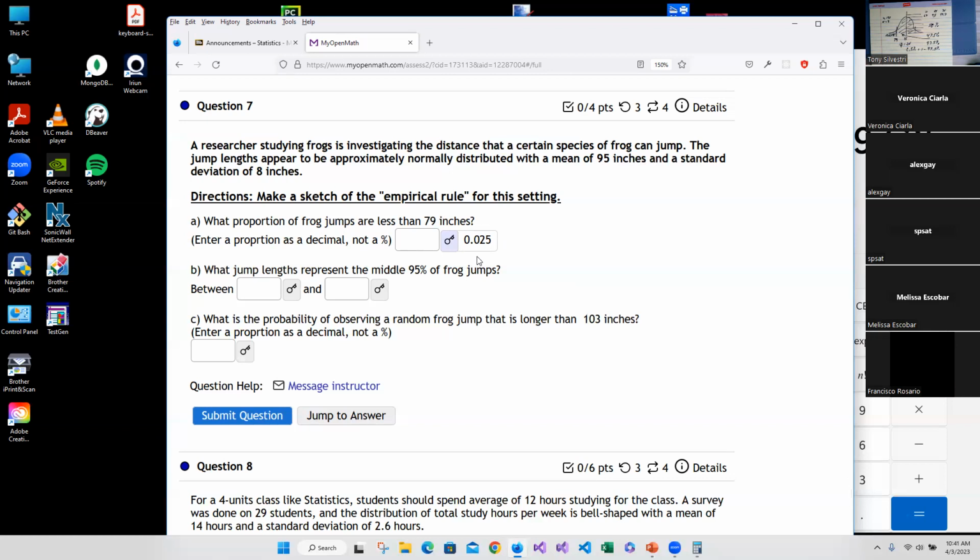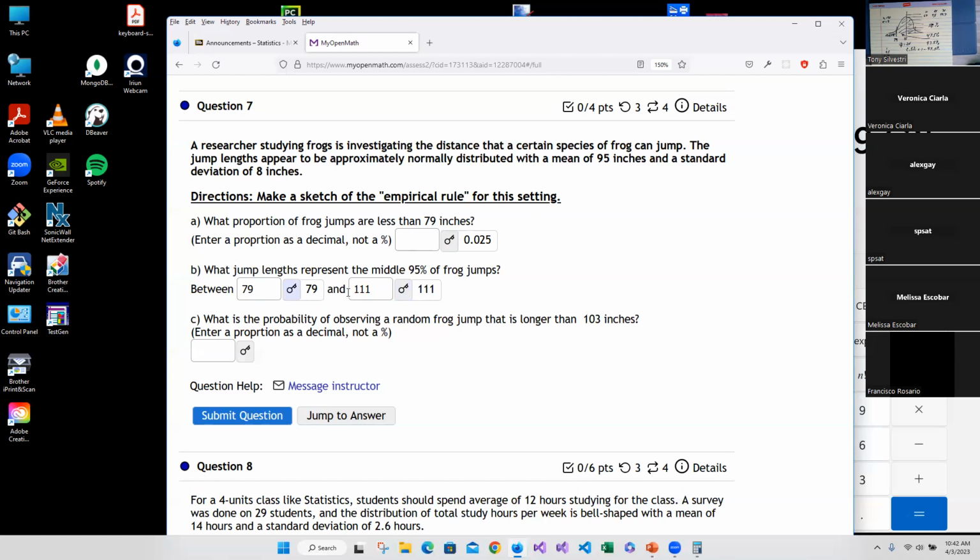All right. What jump lengths represent the middle 95%? Oh, that's easy. 79. I keep saying 97. 79. All right. And 2 standard deviations away would be 16 plus 95. So 16 plus 95 is going to be what, 111. 111. Right there, and 79 there.